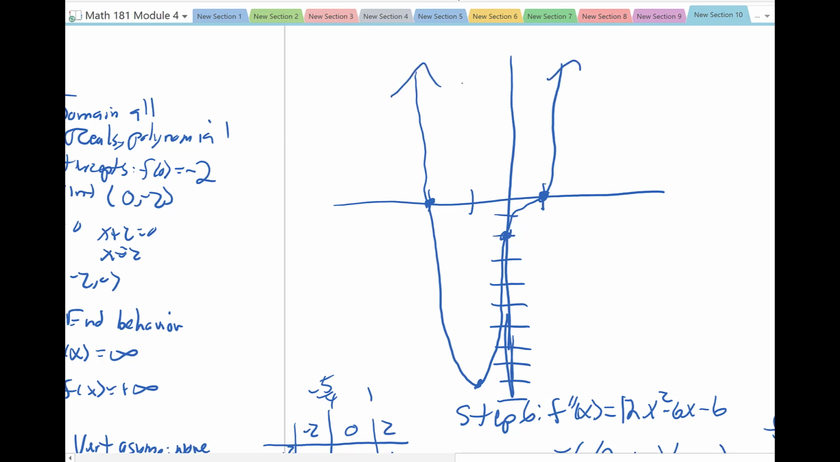I want to point out the inflection points. So they occurred at x equals -1/2, so somewhere down in this area, it changed its concavity. And then somewhere around 1, it changed concavity again. I should have done red. Okay.